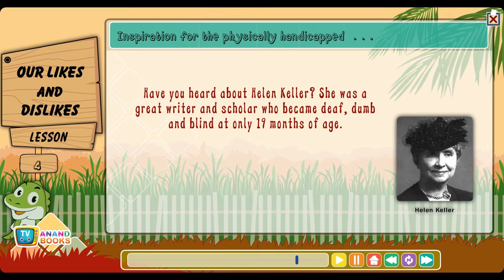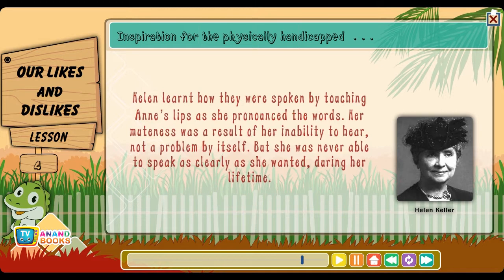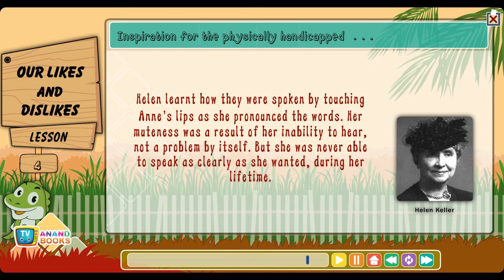Her father appointed a teacher named Anne Sullivan for her. She worked tirelessly for years and taught Helen to read words by spelling them out on Helen's arm. Helen learned how they were spoken by touching Anne's lips as she pronounced the words. Her muteness was a result of her inability to hear, not a problem by itself. But she was never able to speak as clearly as she wanted during her lifetime.